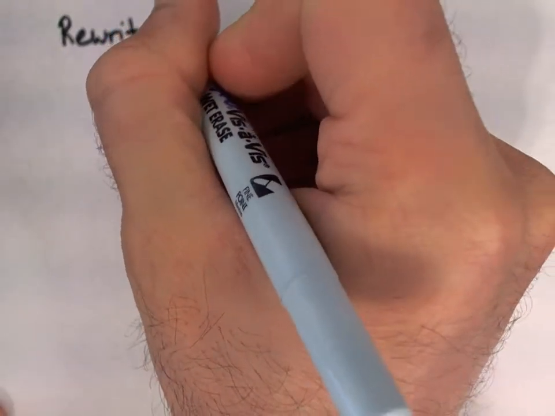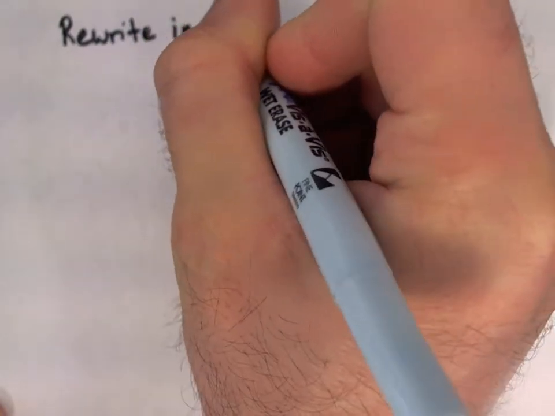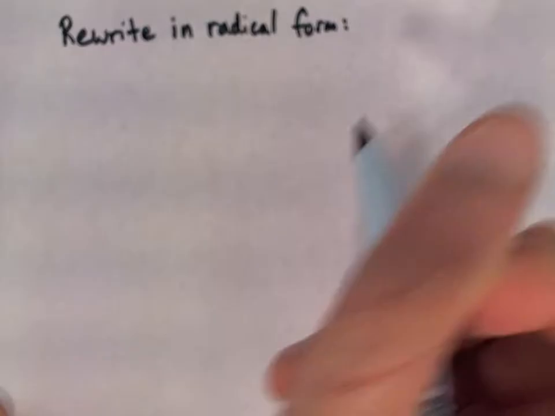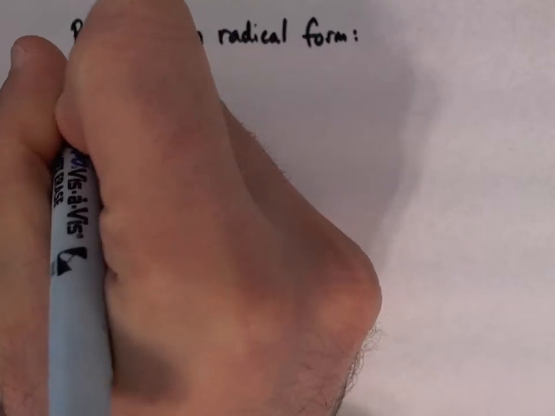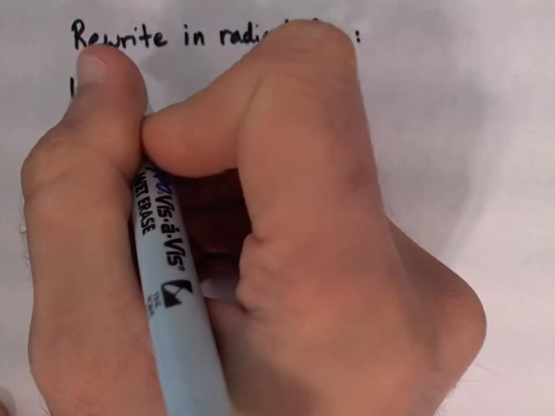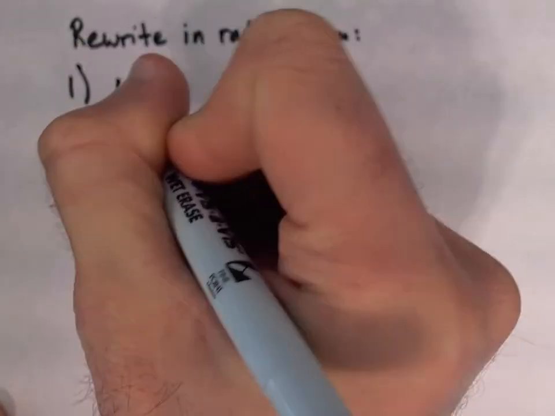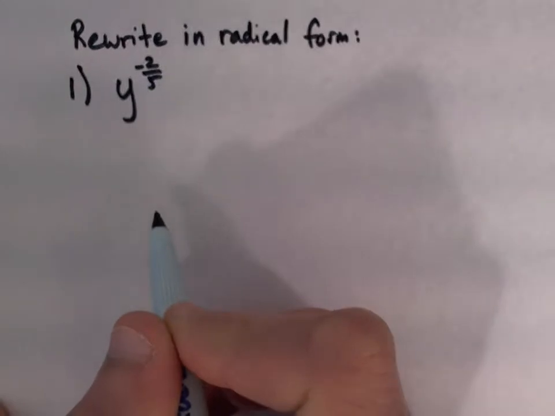Okay, next problem. We're going to rewrite this in radical form. Rewrite in radical form. Okay, so we're going to start off. Let's have y to the negative 2/5. I'm going to rewrite that in radical form.